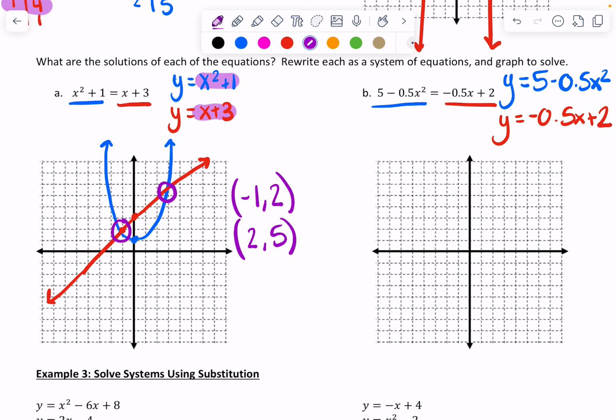All right, second one over here, same thing. We're just going to take our starting equation and we're going to separate it into two equations and look for their intersection points. Go ahead and punch those into Desmos and draw a sketch of your parabolas and your linear equation.